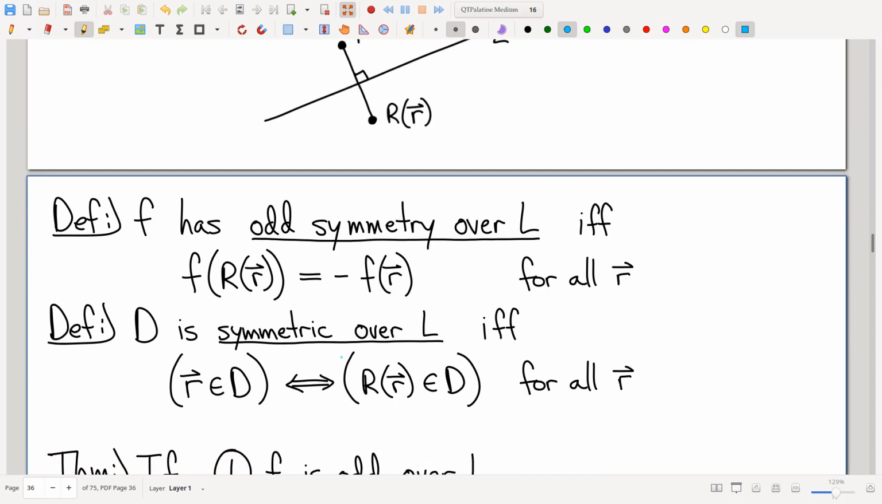Likewise, odd means exactly the same thing. Odd means that when you reflect the input, you negate the output. Just shamelessly stealing the single variable idea of oddness. Now we have this new idea of oddness over a line for a function of 2 variables. And then likewise, we're going to totally rip off our old idea of what it means for a domain to be symmetric. It means it is its own reflection. It means when you reflect over the line, nothing happens. Looks exactly the same.